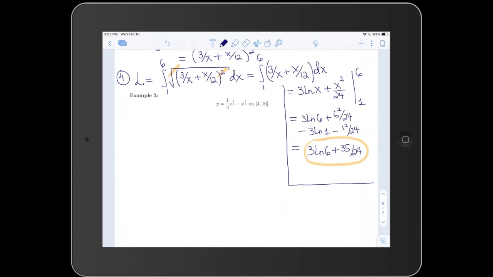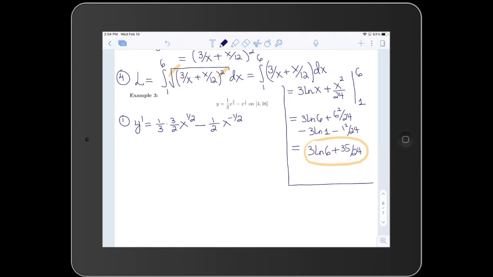All right, we have 1/3 x^(3/2) minus x^(1/2), and we go from 4 to 16. So again, I'm just going to stick to these steps of carefully computing each expression one at a time. So y prime, what do we get here? This would be 1/3 times 3/2 x^(1/2), right? Minus, this would be 1/2 x^(-1/2).